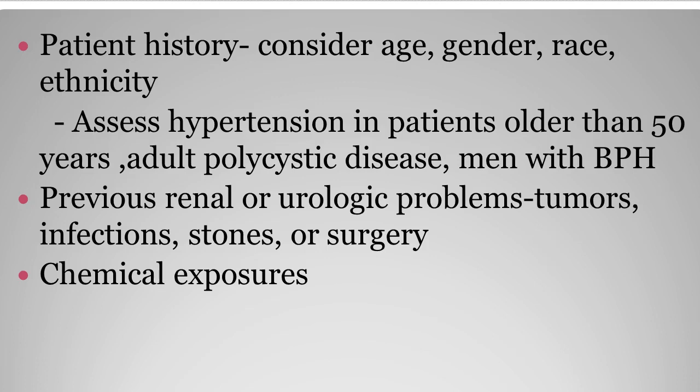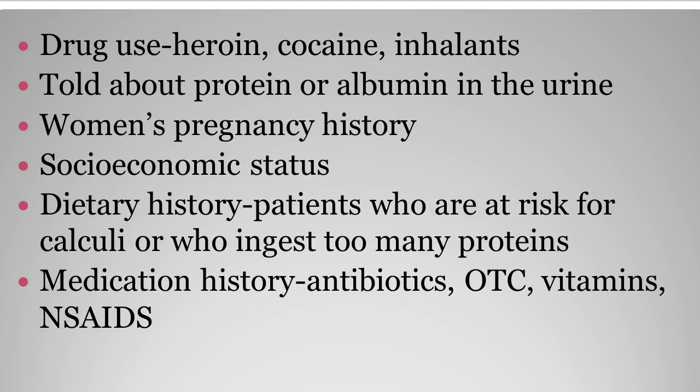We look at previous kidney disease. Have they had any tumors, infections, stones, or even any surgeries on the renal system? Do they have diabetes or hypertension? Because we know uncontrolled diabetes can damage kidney vessels, along with hypertension. Have they been exposed to chemicals, hydrocarbons, gasoline, oils, mercury, and even lead? Drug use: heroin, cocaine, inhalants. Have you ever been told about protein or albumin in the urine?